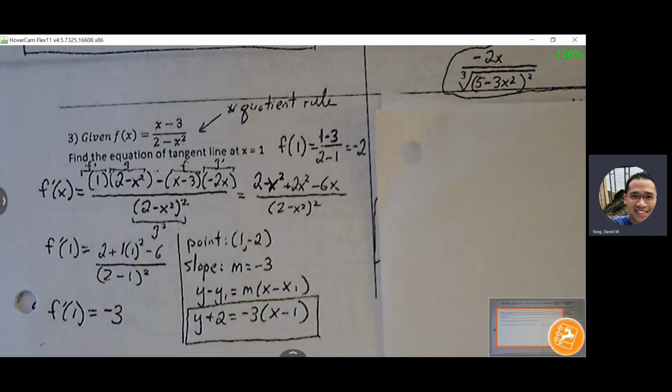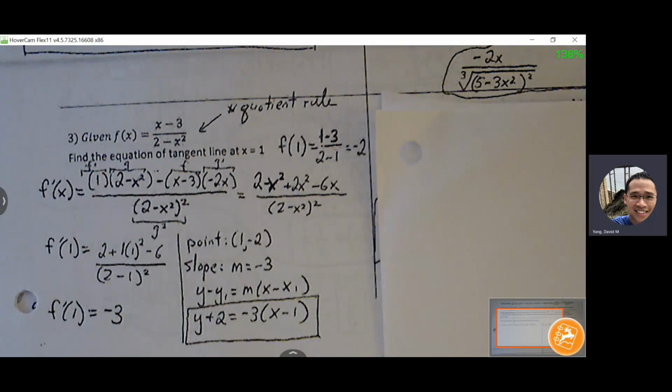F prime g minus f g prime all over g squared. Therefore, with your parentheses, the negative has to distribute through the f and the g prime. So what I like to do is I like to pull the negative 2x out in front.